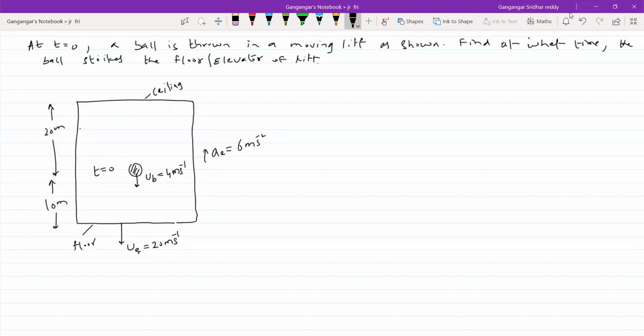Okay, carry on the problem. Find at what time the ball strikes the floor or elevator. This one. So strikes.